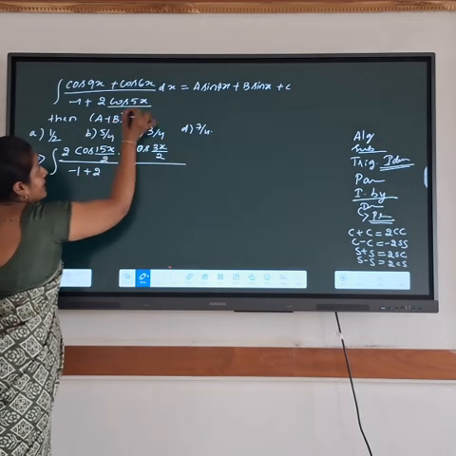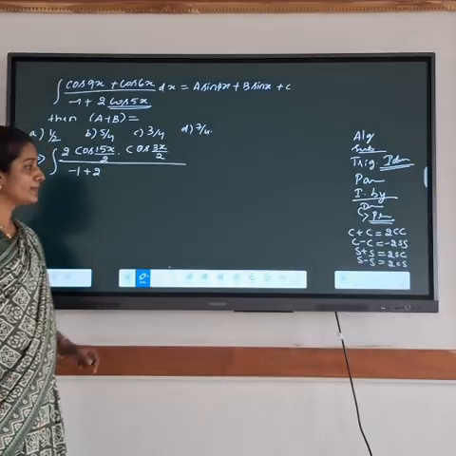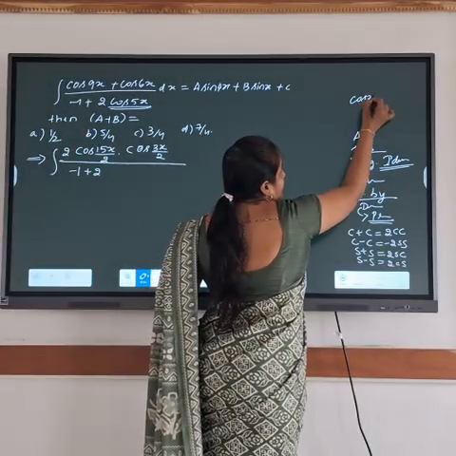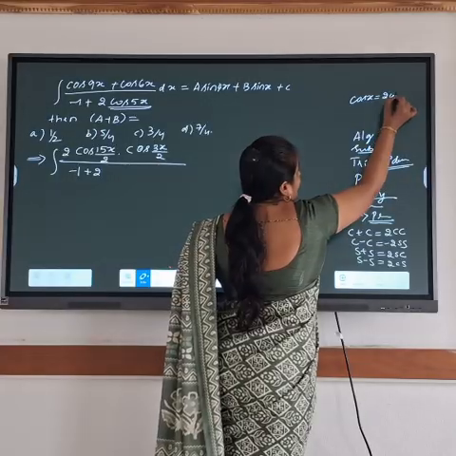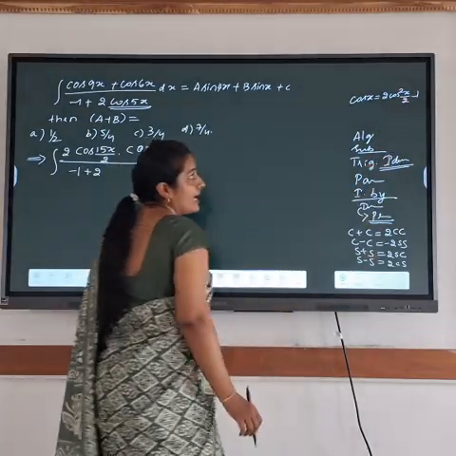Here also we have cos 5x, and we don't have a formula for that. So when we are using trigonometric identities, cos x can be written as what? 2 cos square x by 2 minus 1, like in terms of the half angle.